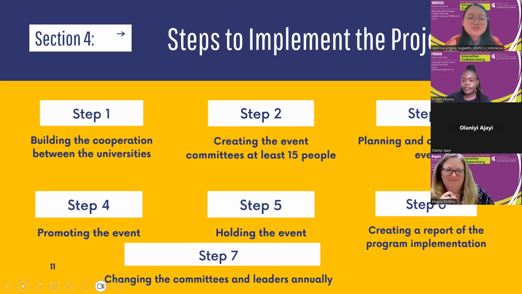And step 4, we need to promote the event. Following it, we need to hold the event by live streaming, for instance, through YouTube or Facebook. And step 6, we need to create a report of the program implementation, because we need to be responsible. We need to be honest to report the success of this event, maybe the number of participants. And lastly, we need to change the committees and leaders annually.